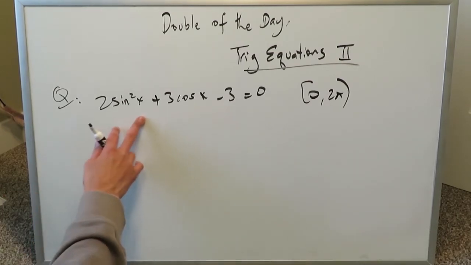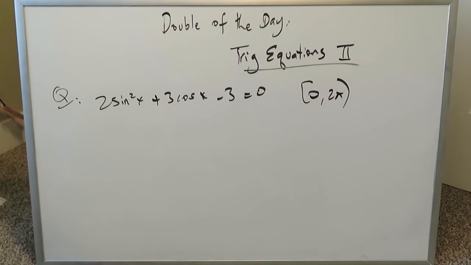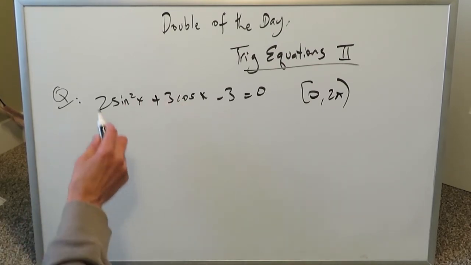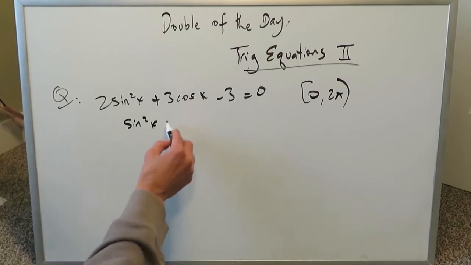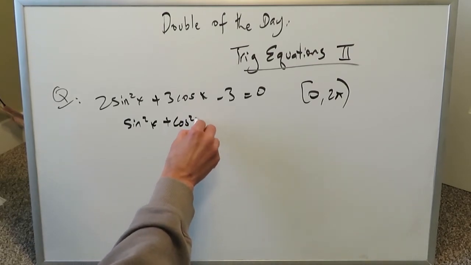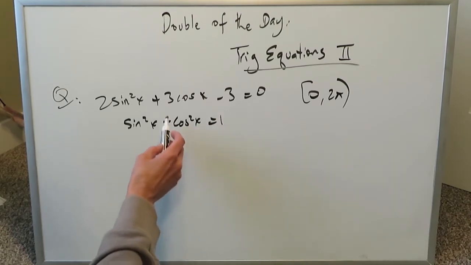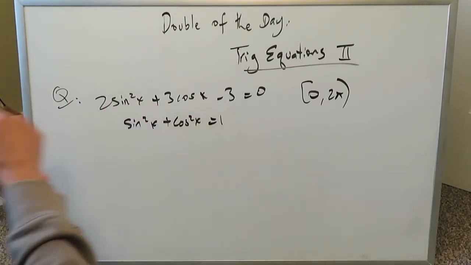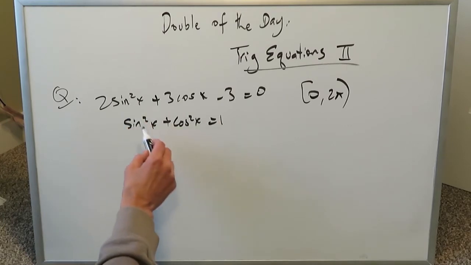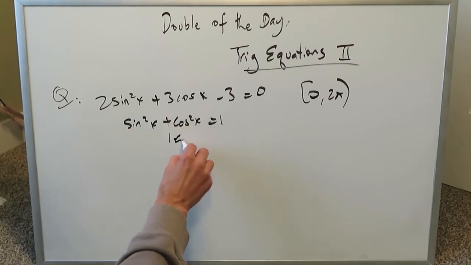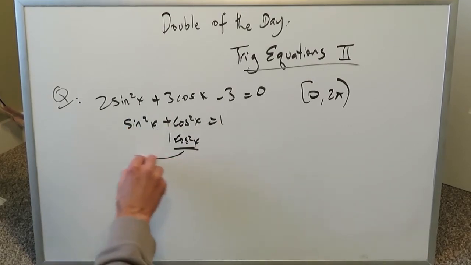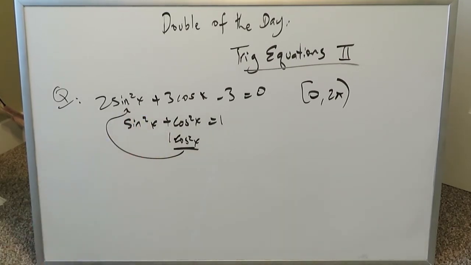When you see something like this, you have to bring everything into a similar function or a single function. Here you have two different functions, sine and cosine. If you think about the Pythagorean trigonometric identity, sine square theta plus cosine square theta is equal to 1, you can utilize this to convert everything into a cosine function. Sine square x is equal to 1 minus cosine square x, and this can fit right in here, and that would be the ticket you need to solve this out.